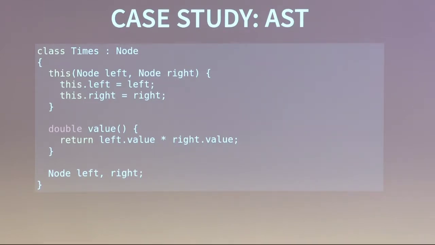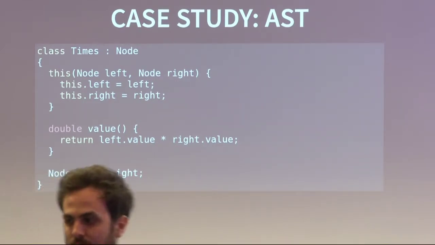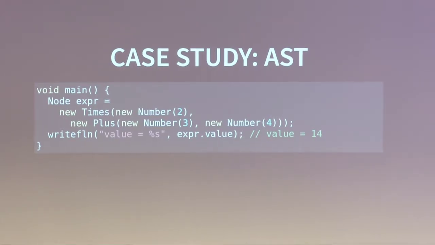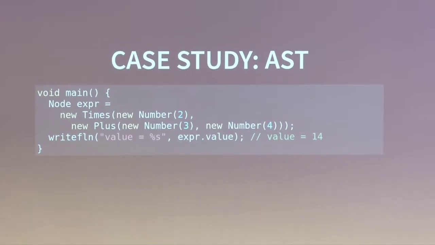This is a very common example. And indeed, we can build a tree and ask the tree, give me your value. How much do 2 times 3 plus 4 make? 14. Good.